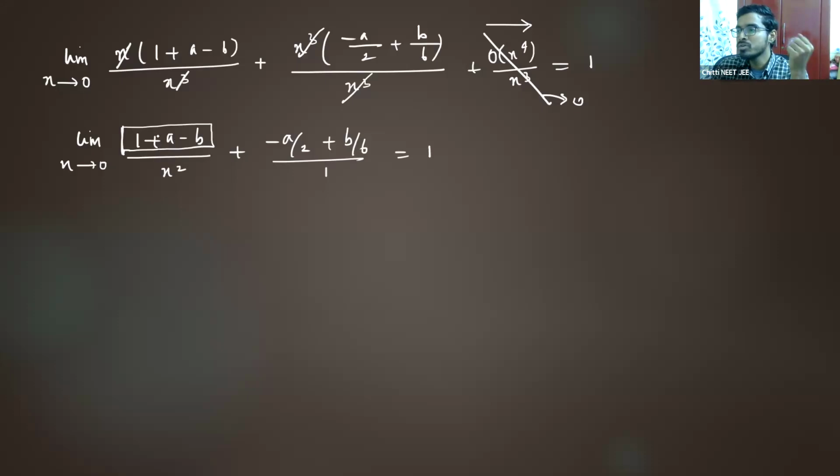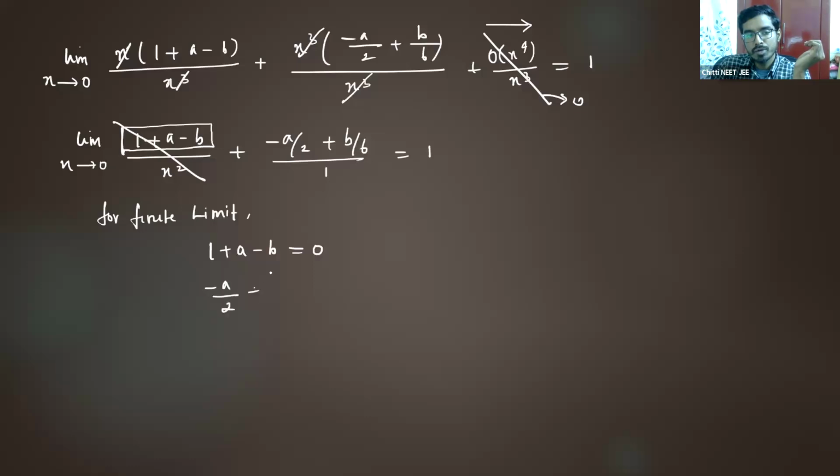Suppose this number is non-zero, what will happen? Non-zero by 0 will tend to infinity. But they have given that the limit is finite. So surely for a finite limit, 1 plus a minus b has to be 0. If this is non-zero, non-zero by 0 will be infinity. So this term will vanish because this term is equal to 0 now. So the remaining term has to be equal to the limiting value. So minus a by 2 plus b by 6 has to be 1. So solve these two equations for a and b. Is it clear?